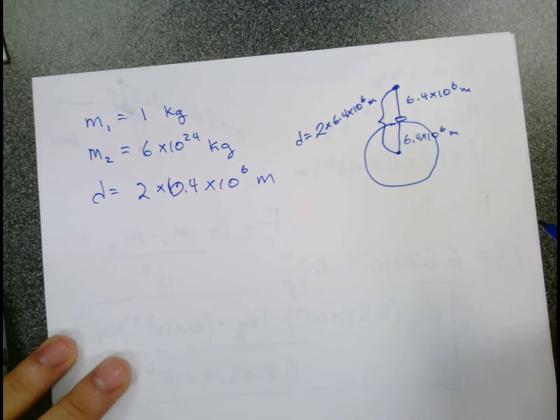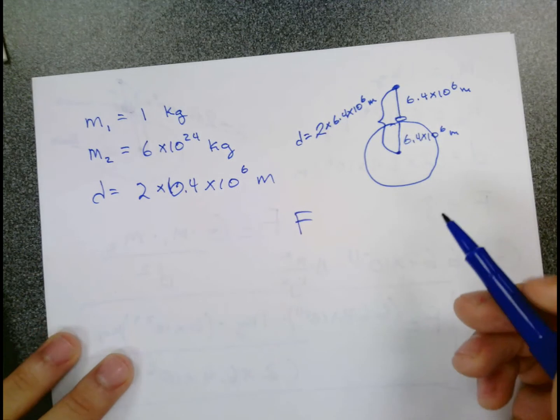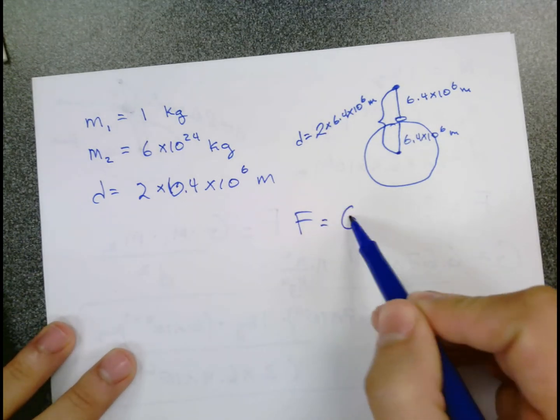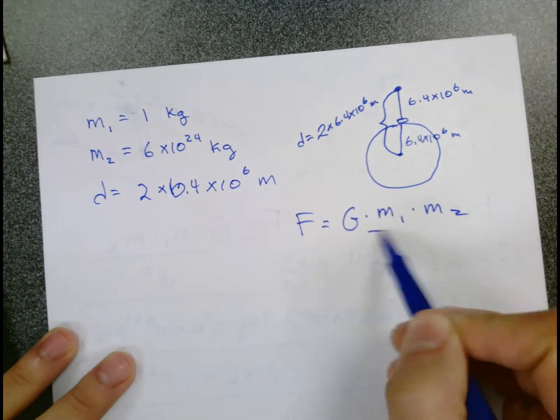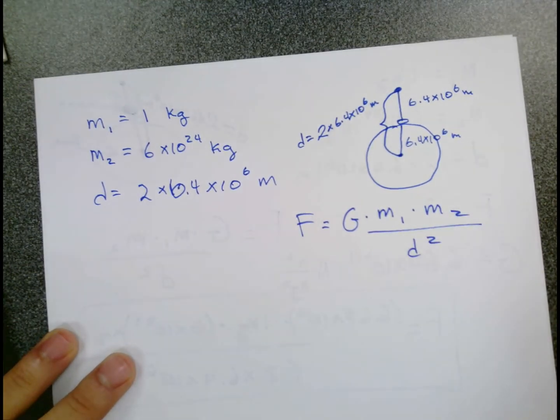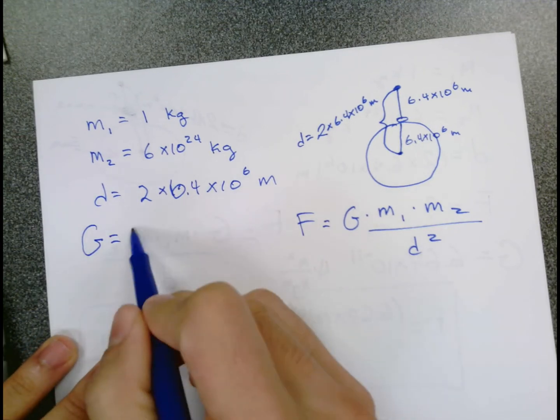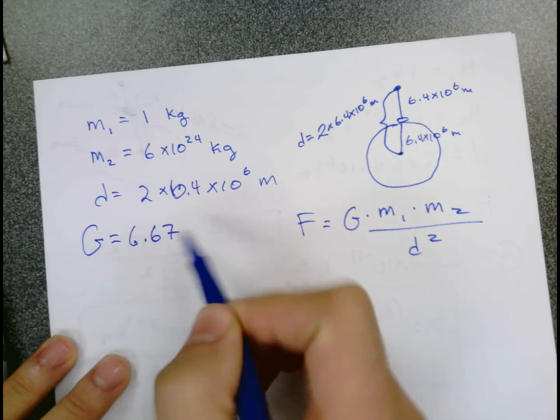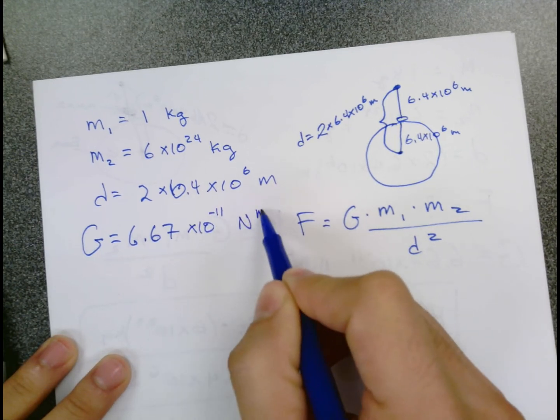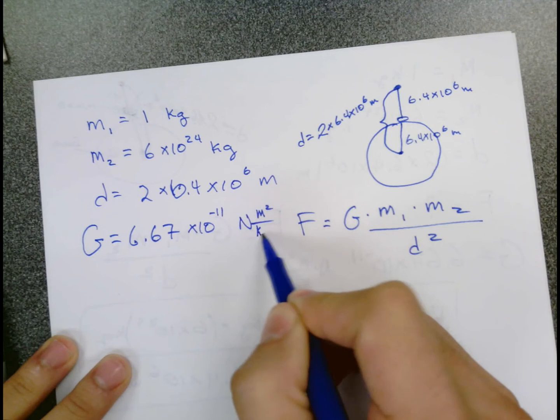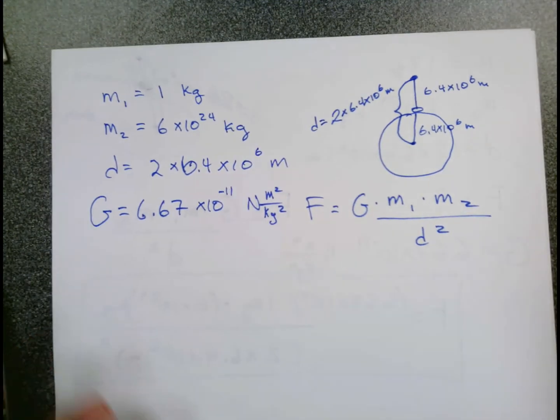One thing we also have to know is that when we're calculating the force of gravity between two objects, it is big G times m1 times m2 divided by d squared. In that case, we'll need the value of G, which is 6.67 times 10 to the minus 11 Newton meters squared over kilograms squared. From there, all we need to do is plug in all our numbers.